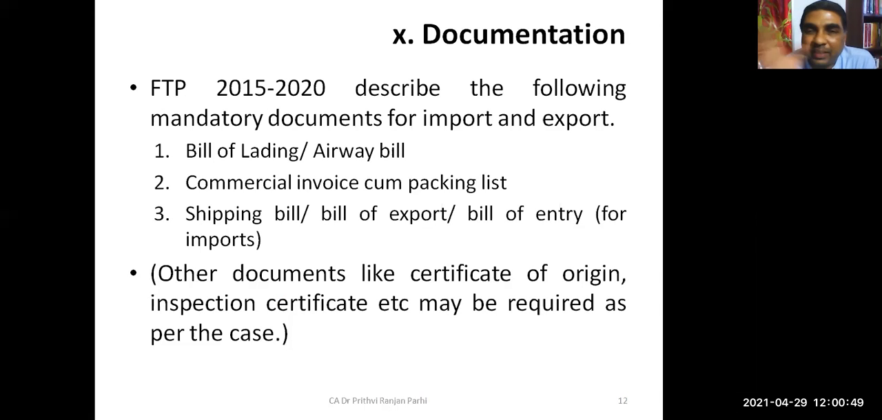Now, documentation. Foreign trade policy requires that in case of export and import, these three documents are minimum necessary. One is bill of lading. Second is commercial invoice and packing list. Third is shipping bill or bill of export, or bill of entry for imports. But some other documents like certificate of origin and inspection certificate may also be necessary for this export-import transaction. So one has to prepare those kinds of documents.